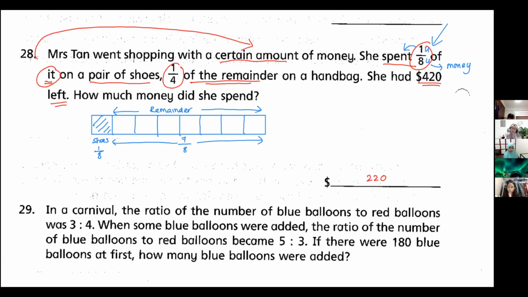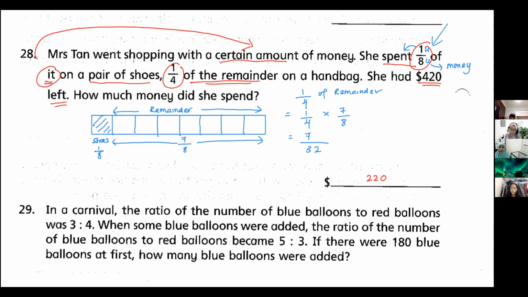The remainder, I label on top and the fraction I put below. She spent 1/4 of the remainder, not all of it, but only 1/4 of the remainder. What is the remainder? I know from the model, 7/8. 1/4 times 7/8 equals, you can't do any cancellation crosswise because none of them are multiples of anything together. So 7/8 times 1/4 is 7/32.